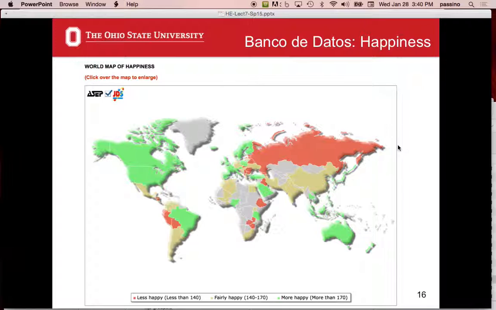Next, happiness. So the less happy is the red, the more happy is the green. So US is happy, Canada's happy, Brazil's happy. They're having carnival. And then you have a lot of other happy places. Maybe there's a correlation here with wealth, but maybe not. You got some African countries there that are quite happy.